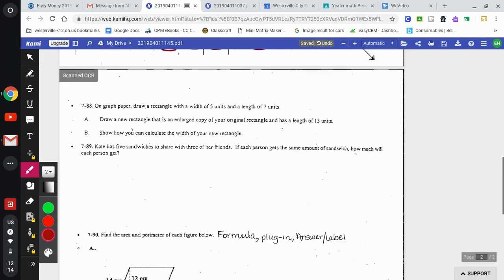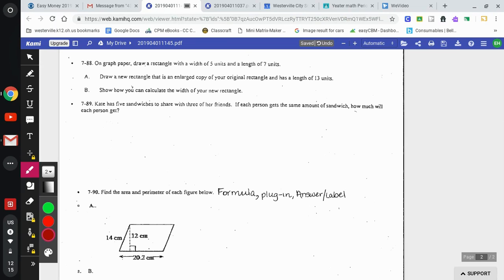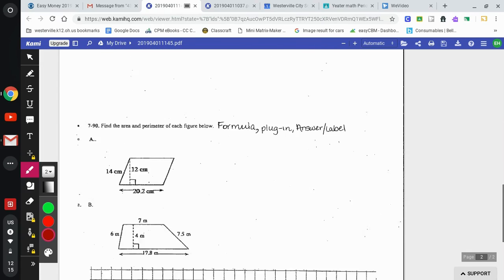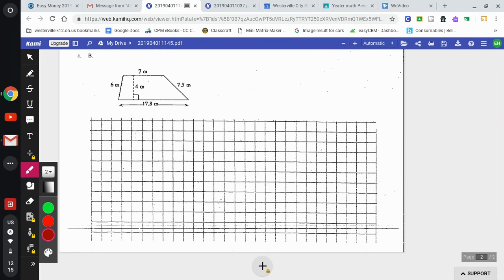Okay, moving on to the back. On the graph paper at the bottom of the page, you're supposed to draw a rectangle with a width of 5 and a length of 7. I like to start in the corner so I have enough room. So the width of 5, so 5 wide, and then 7 across. And I'll just come back up and connect it. If you want to label your sides, you have 7 here, and you have 5 here.